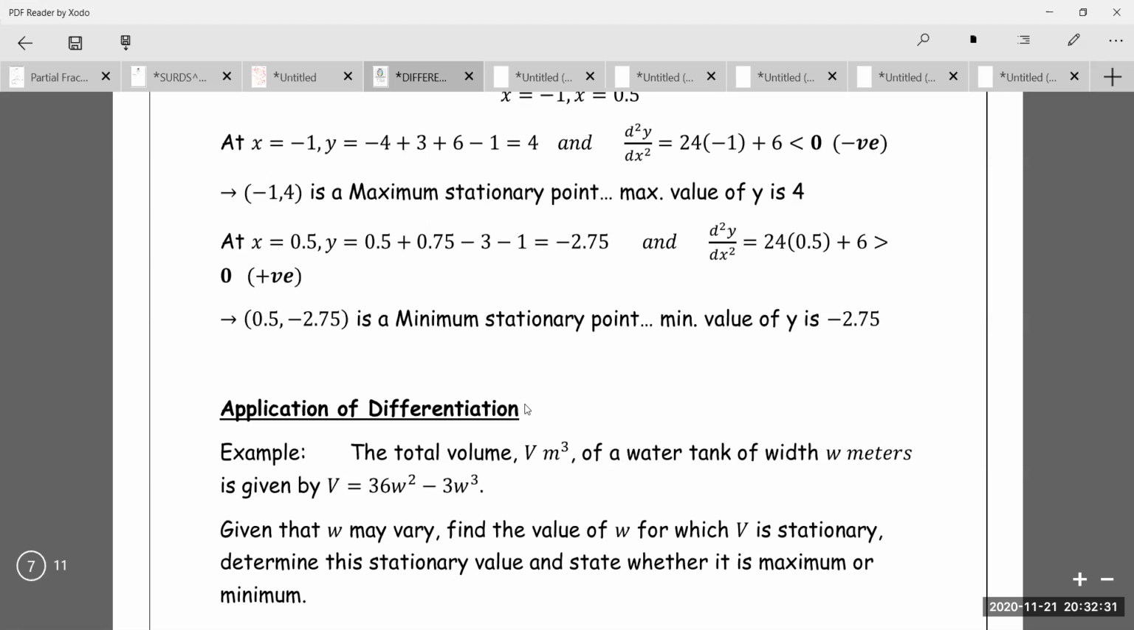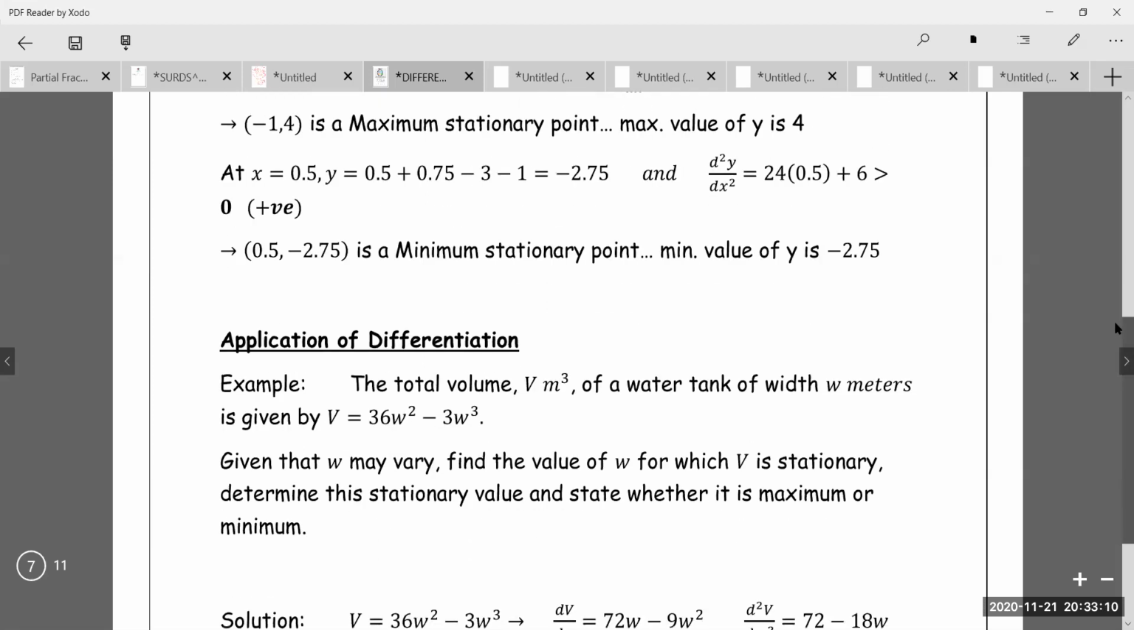It's not really too much in computing, but here's another application. The total volume V of a water tank of width W meters is given by 36W squared minus 3W cubed. So this is just a volume formula that gives us the total amount of water in the tank. All right, so the volume is measured by width. Given that the width may vary, find the value of W for which the volume is stationary, and determine the stationary value and state whether it is maximum or minimum.